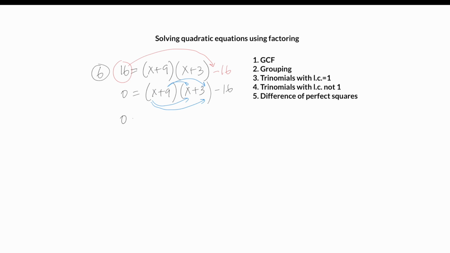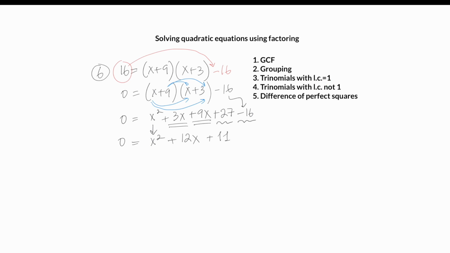So that gives me 0 equals x squared plus 3x plus 9x plus 27, and you still have this minus 16. Now we'll combine like terms. The 2 pairs of like terms are 3x and 9x. They will make me a 12x. And also 27 minus 16, they will make me an 11. I'll bring down this x squared and the 0.